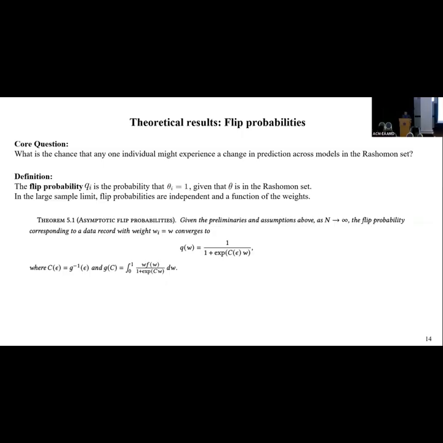We also derived expressions to understand how likely it is for an individual to get flipped, given that the flip vector is in the Rashomon set. For the large sample limit case, we found that the flip probability is a function of only its weights, and it's independent of each other.